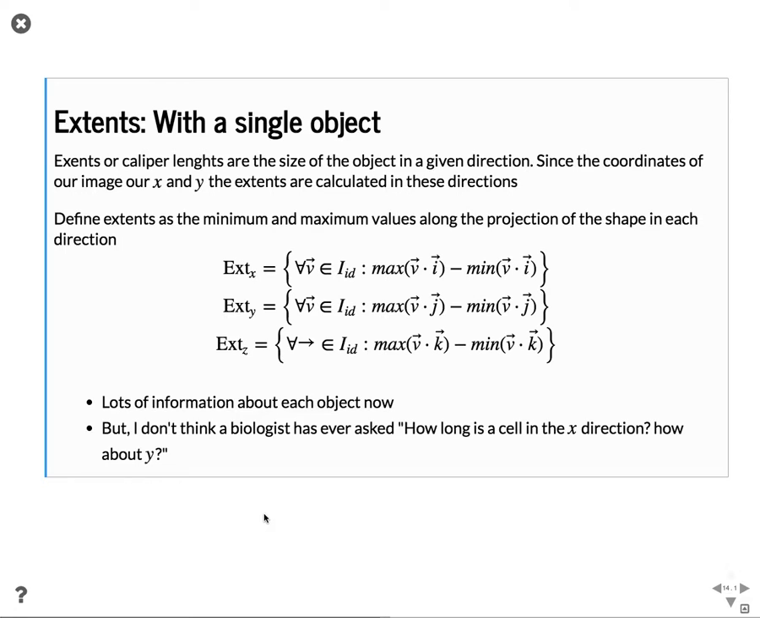So rather than just having the area, what are the actual dimensions of this object? Another name for this is bounding box, and some tools will call this a bounding box, others will call it something else, or bounding cube if you're dealing with 3D images. Basically the idea is to find the minimum and maximum points in every direction.